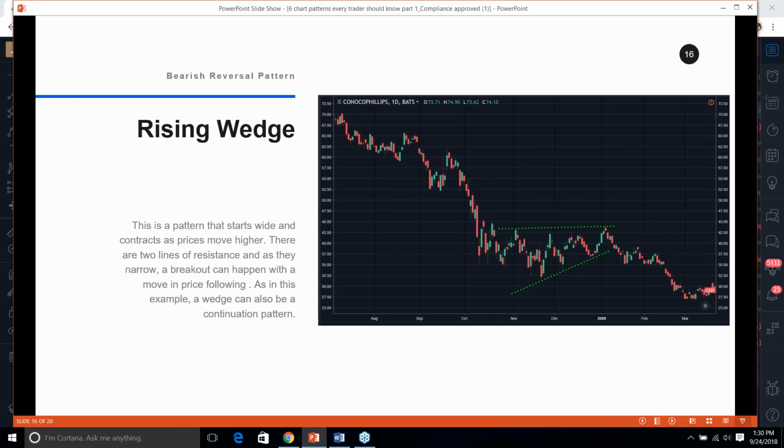Okay, here's a rising wedge, more of a bearish reversal pattern. It's your falling wedge in reverse. You've got a rising wedge pattern, two lines that are narrowing as that volatility coils, and then there's a steep breakout.